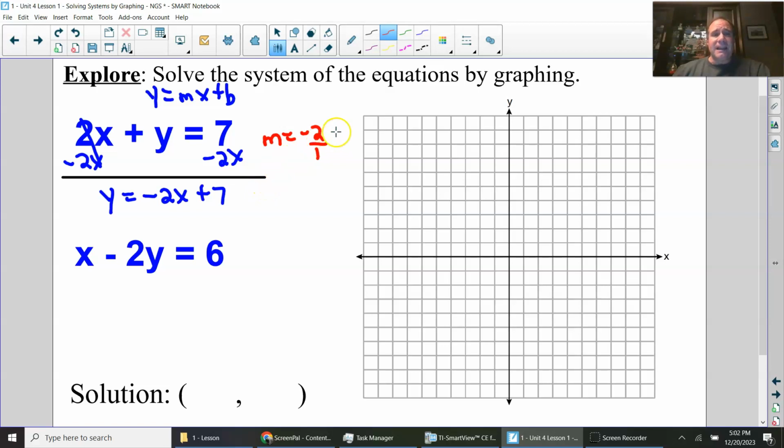Since the slope is -2, I'm going to put a 1 underneath it, and then I'm going to put the directional arrows of going down 2 and to the right 1. B equals 7, that's the y-intercept, so I'm going to go all the way up to 7 right here and put the y-intercept down. Nice big point, and then go down 2 to the right 1.